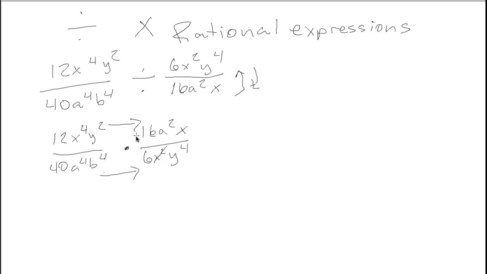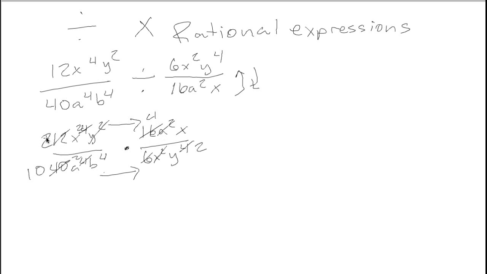This x squared goes away, and the x to the fourth becomes just x squared. The y squared up here would cancel, and the y to the fourth below would become y squared. The 6 would also cancel and would go into 12 two times. So far up here, what we've got left is 2x squared. Over here, a squared could go into the a to the fourth, leaving you with just a squared. And 16 and 40 both divide by 4, so we could go 10 and then 4 left up here.